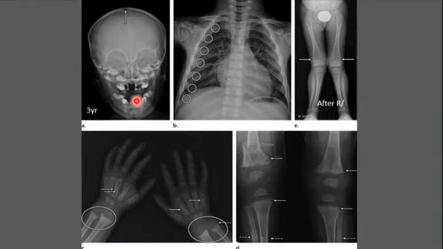This is an example of a 3-year-old child with rickets neglected by the parents. Here, there is a widening of the sagittal suture, and in the chest view, rachitic rosary, although it's not quite obvious. Rachitic rosary is the widening of the anterior ends of the ribs, just like beads in a rosary.